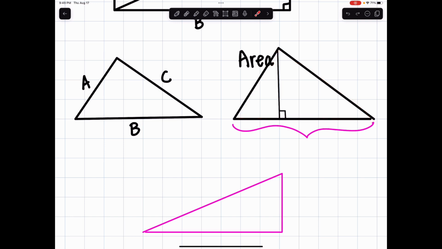So sometimes they might tell you, or you might know the area of one of these triangles, and they might ask you to figure out the area of this other triangle, or they might tell you the area of the whole triangle, and then you have to figure out one or the other. So there's a lot of ways they could make these questions kind of tricky.